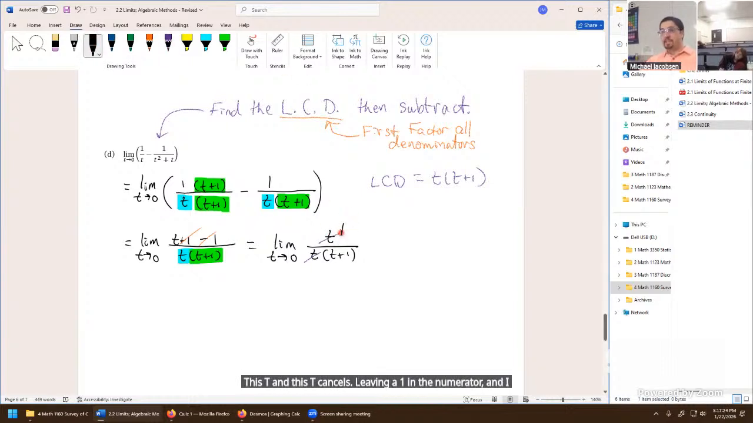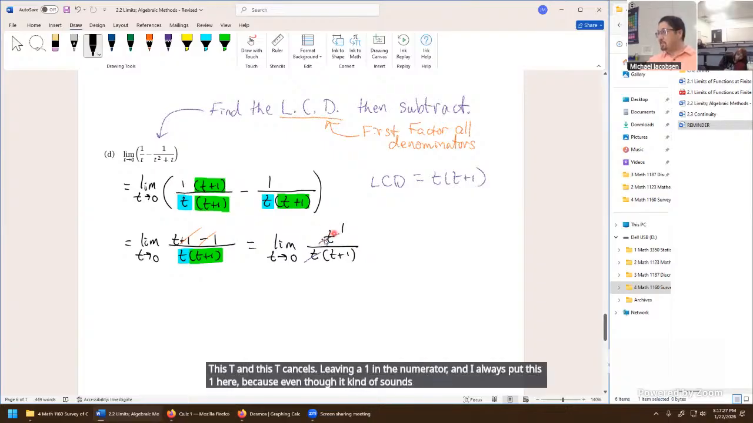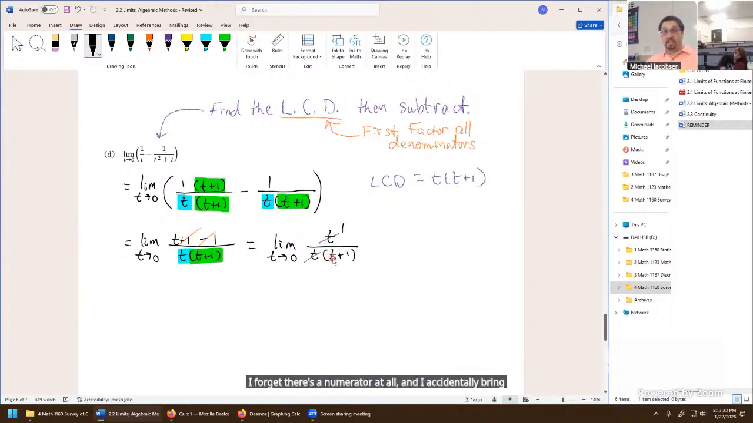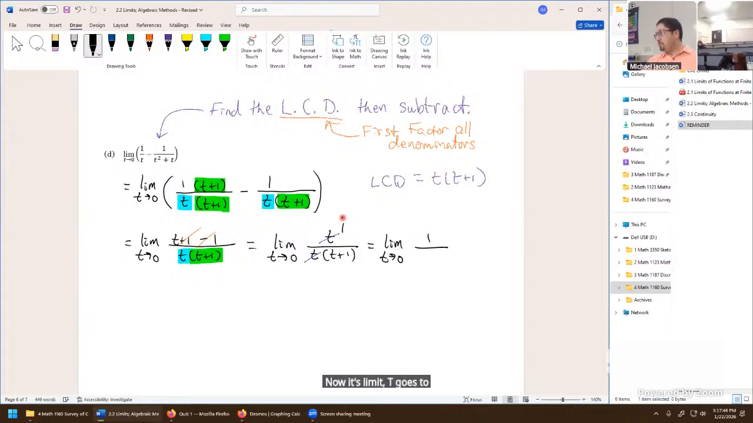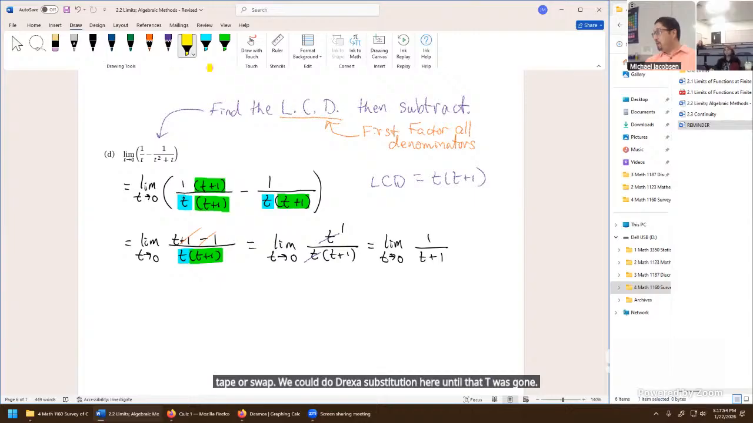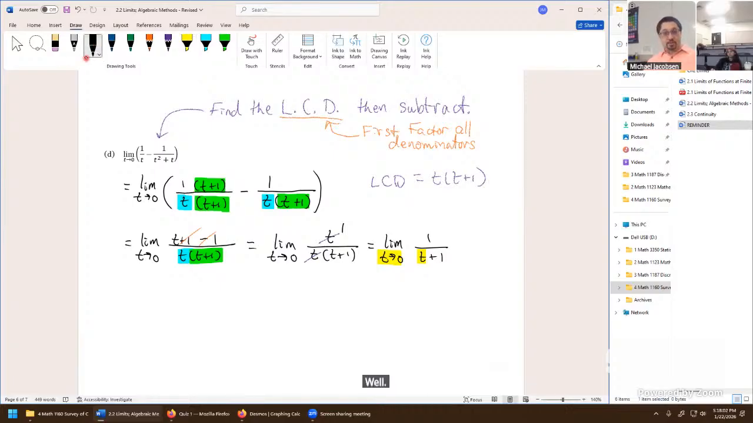And I always put this 1 here because even though it kind of sounds silly, sometimes when I cancel a t like that, I forget there's a numerator at all, and I accidentally bring this t plus 1 in without the fraction, making it not be a denominator. So this is just a reminder for me that there's still a numerator even after canceling. Now it's the limit as t goes to 0 of 1 over t plus 1. We couldn't do direct substitution until that t was gone, but now we can. There's no harm in directly substituting in a 0 value right there. Well, we've got it, folks. Looks like the limit is 1 on this one.